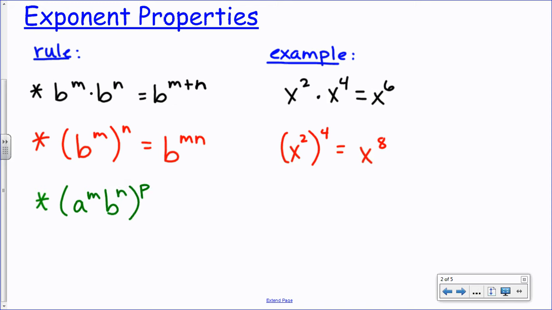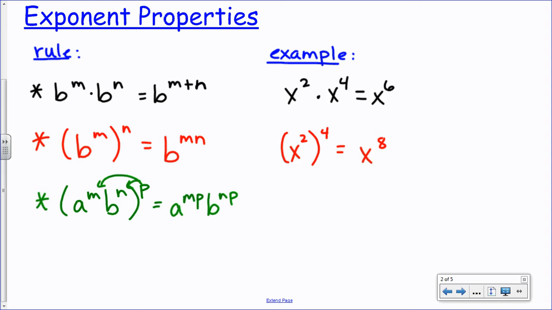This is still power to power. But this time we have 2 bases inside. So this is when we have multiple bases. You're still multiplying your exponents, but you have to distribute it to each base. So you'll do m times p and then n times p.